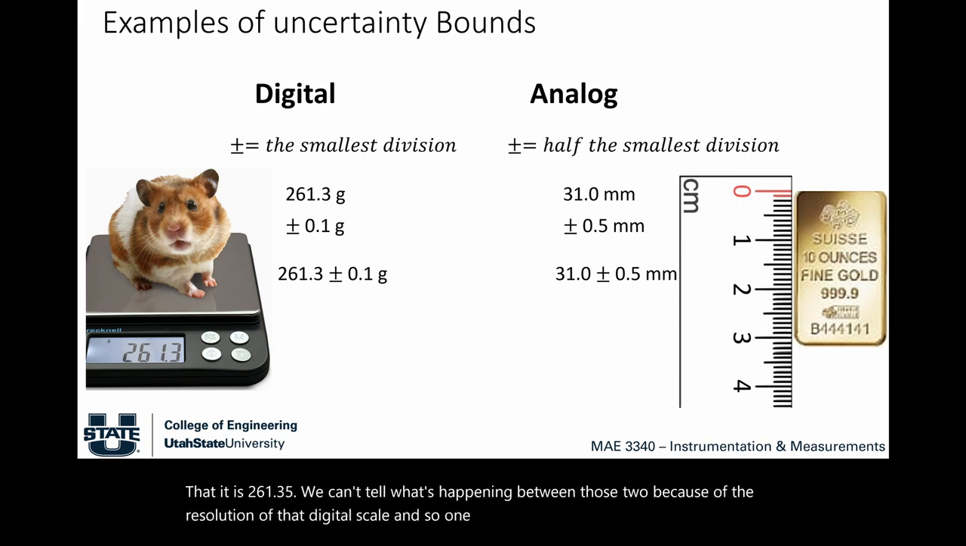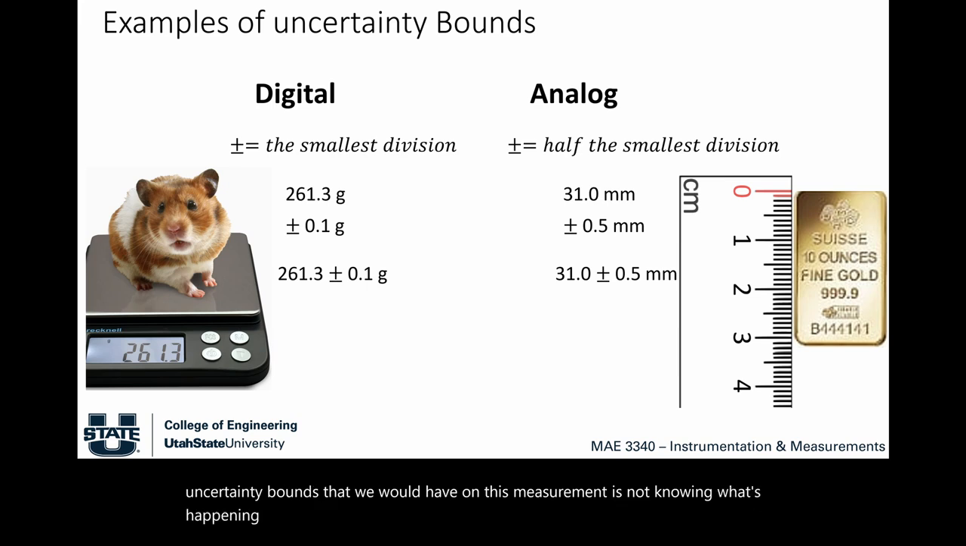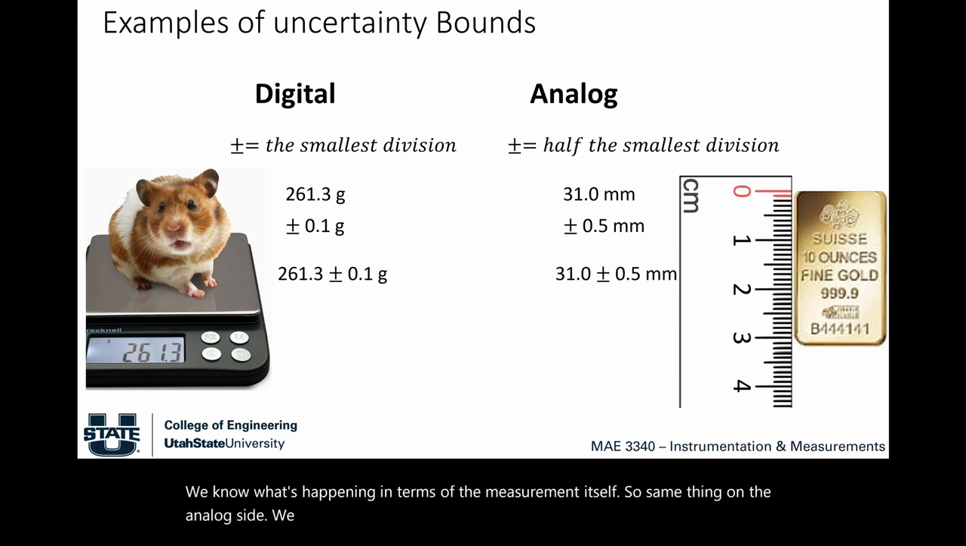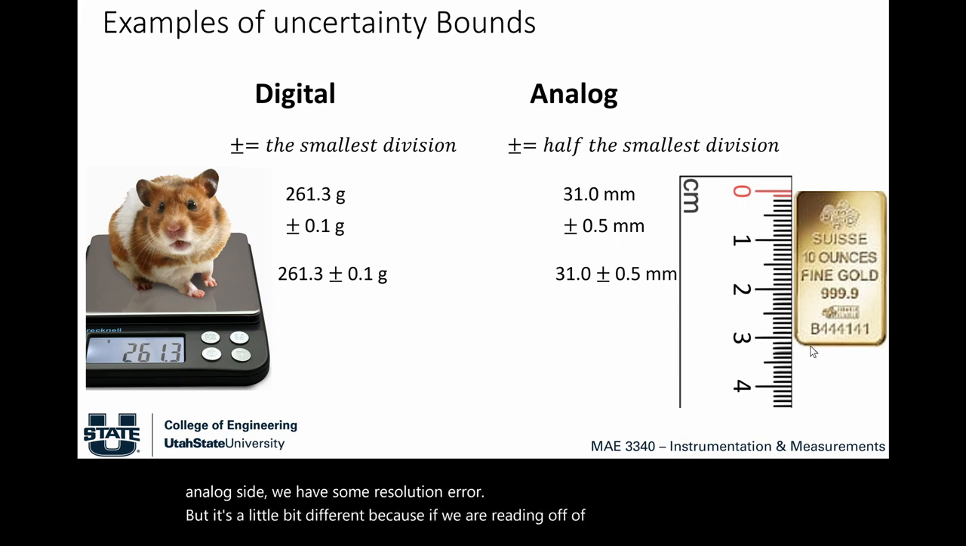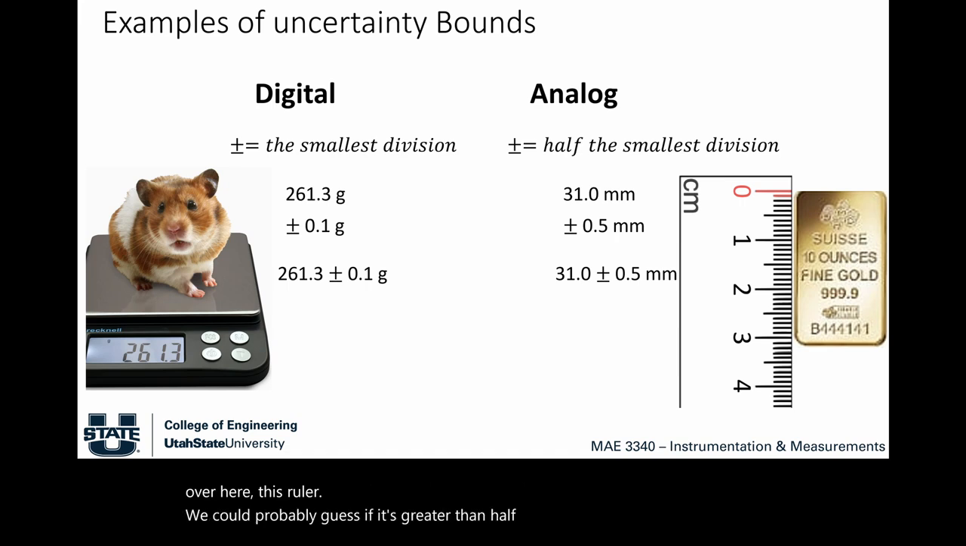And so one of the subsets that goes into the uncertainty bounds that we would have on this measurement is not knowing what's happening between the resolution limits of this scale. And so that would be the smallest division is what we can confidently say we know what's happening in terms of the measurement itself. So same thing on the analog side, we have some resolution error, but it's a little bit different because if we are reading off of this measurement device over here, this ruler, we could probably guess if it's greater than half of the smallest division or less than half of that smallest division.